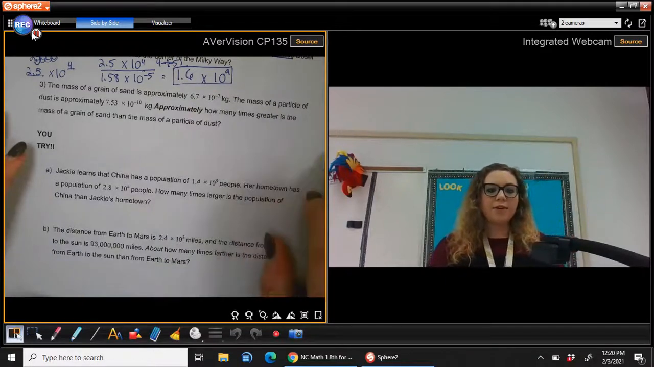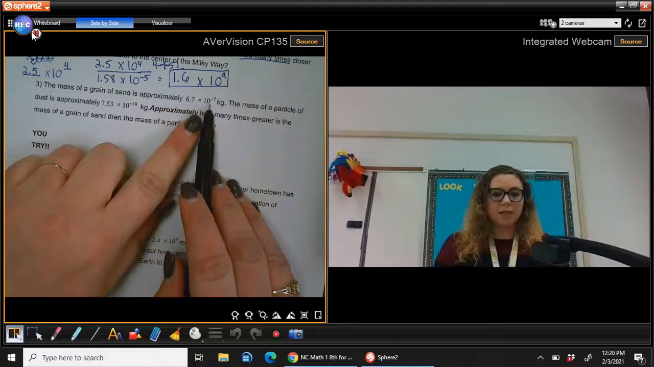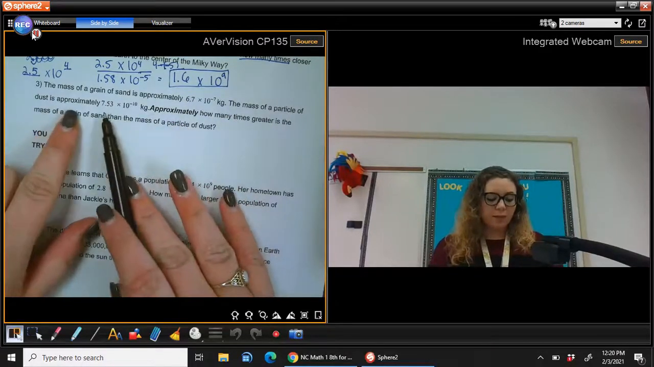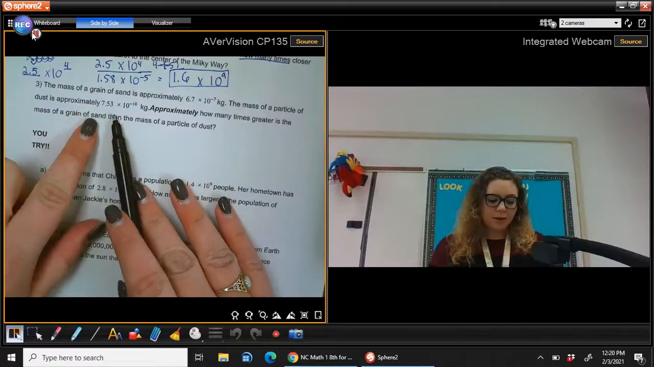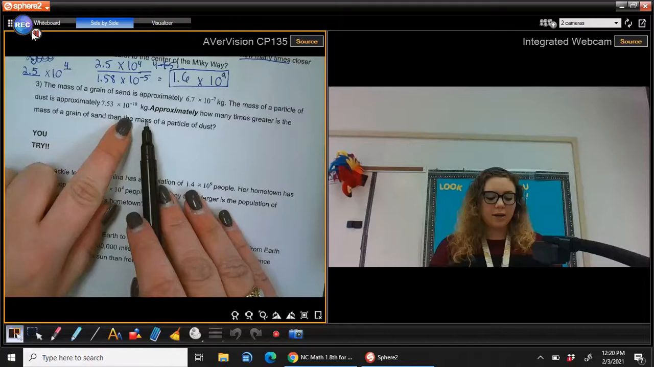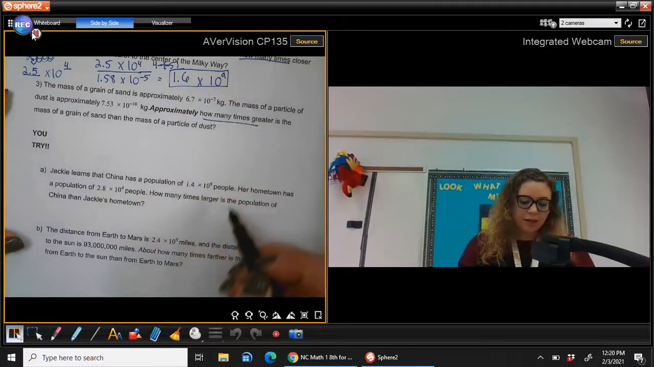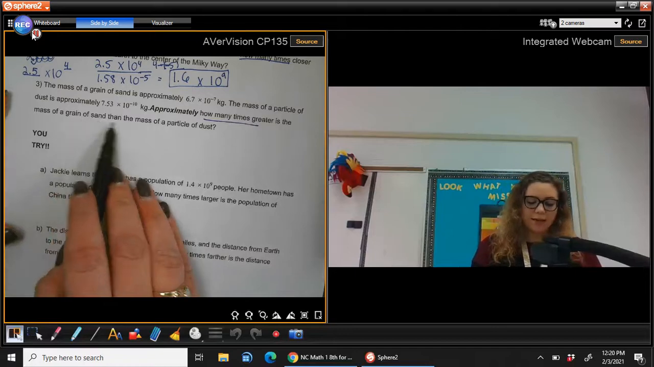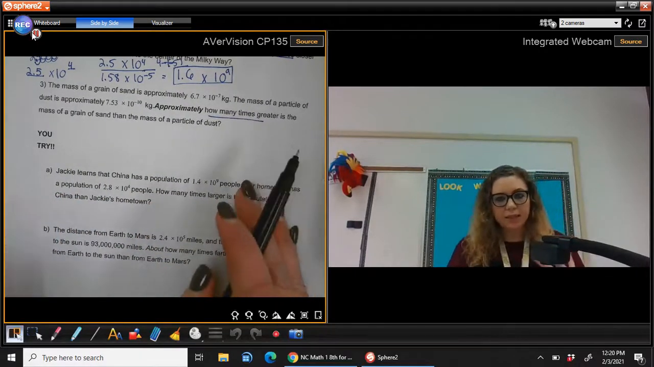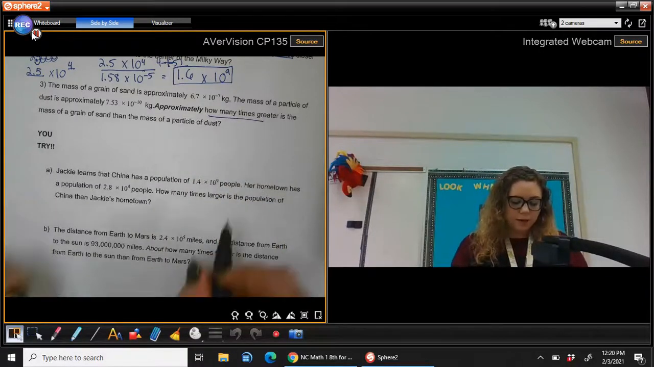Okay, the mass of a grain of sand is approximately 6.7 times 10 to the negative 7 kilograms. The mass of a particle of dust is approximately 7.53 times 10 to the negative 10 kilograms. Approximately how many times greater is the mass of the grain of sand than the mass of the particle of dust? Again, how many times is an indicator of what? Division.